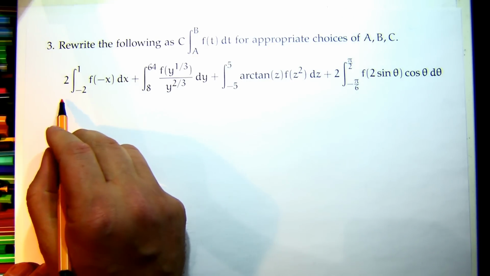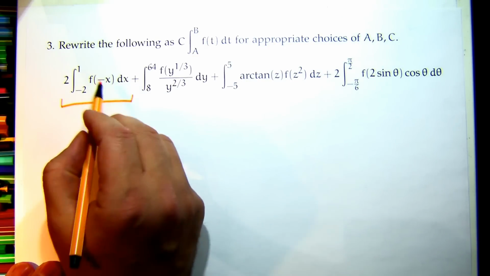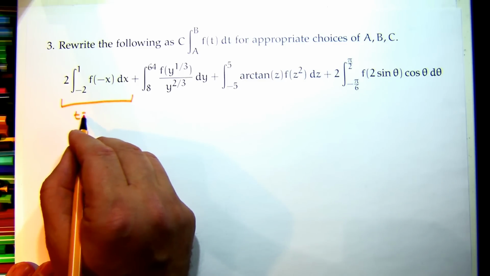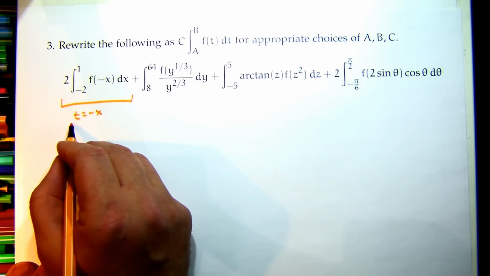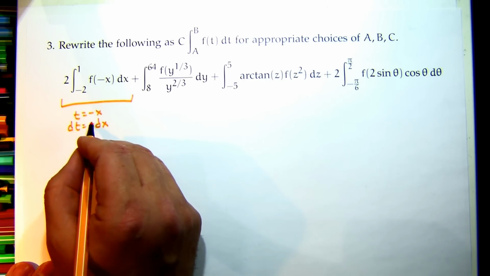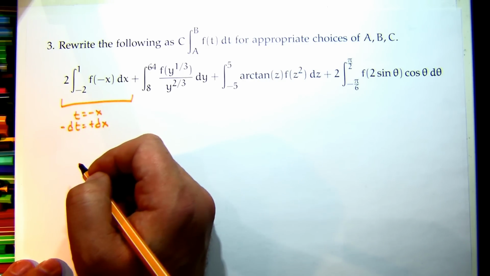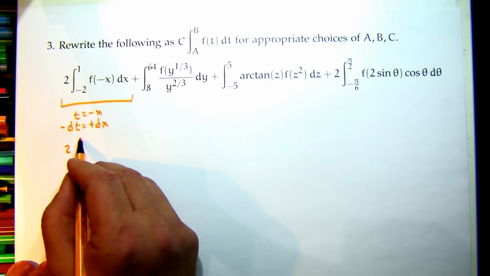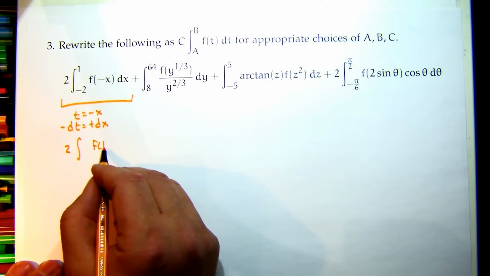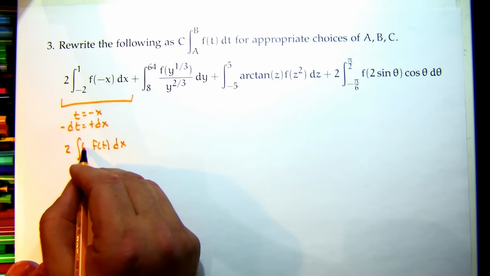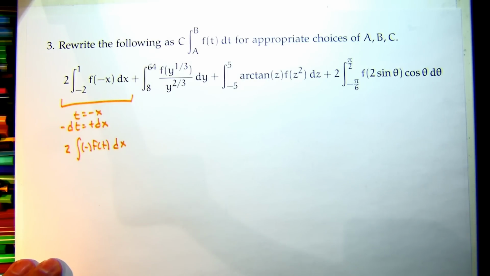So for the first piece here, I want to get t on the inside. There's -x, so that's easy to fix. Just set t equal to -x. So dt would be minus dx. Or you could say plus dx is minus dt. So this becomes 2 times the integral of f of t, then I have dx. I'm going to end up with a minus sign somewhere. There's a minus sign. And then what are my bounds?